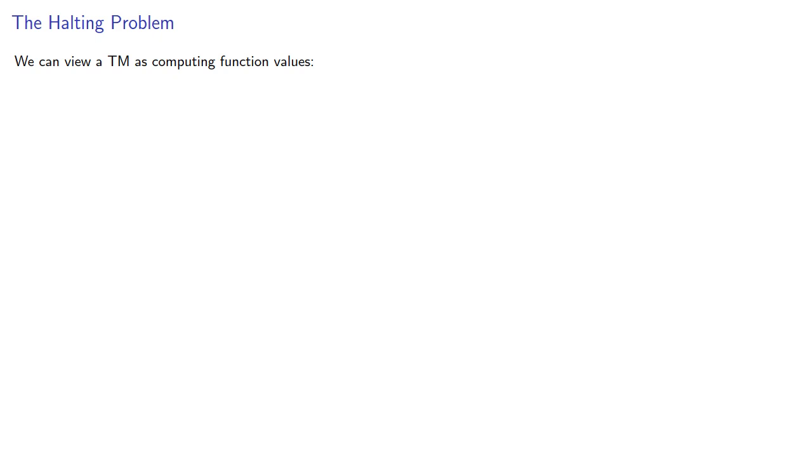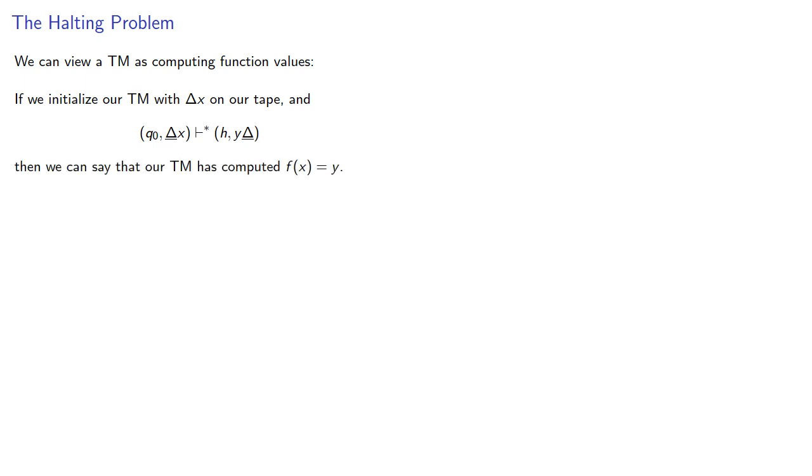We can view a Turing machine as computing function values. If we initialize our Turing machine with blank x on our tape, then we can start in our initial state with our tape, and eventually we may end in the halt state with something in our tape. So if this happens, we can say our Turing machine has computed f of x equal to y. But if our Turing machine crashes, we can say that x was not in the domain of our function.